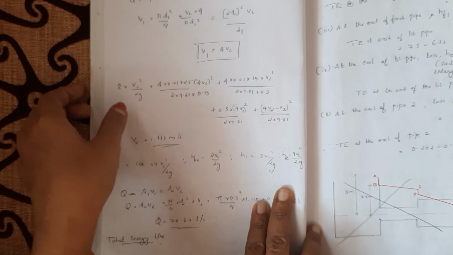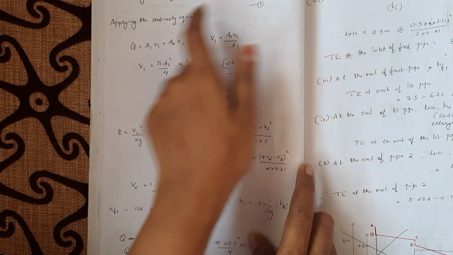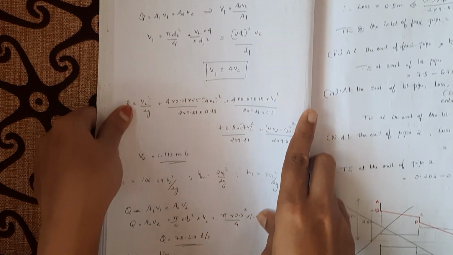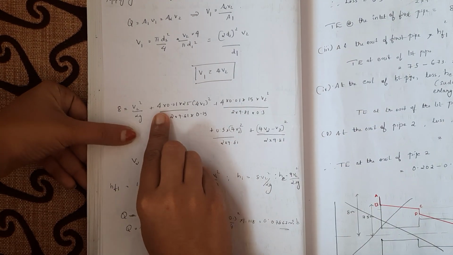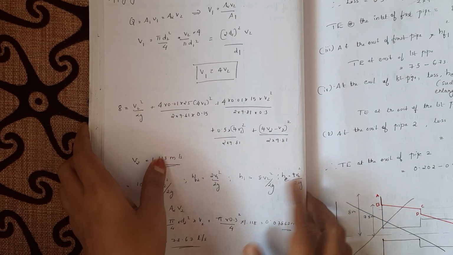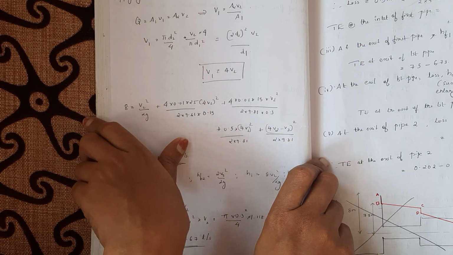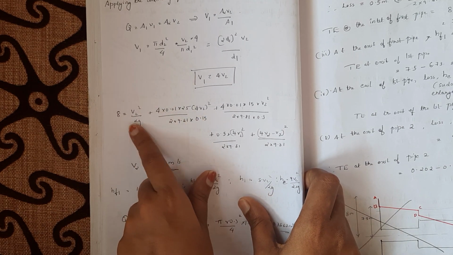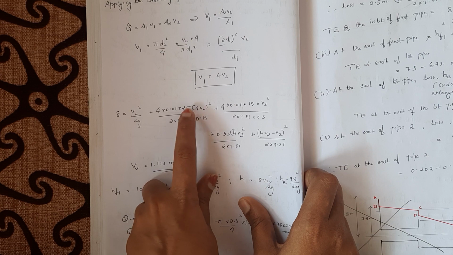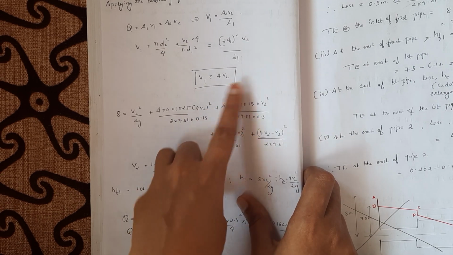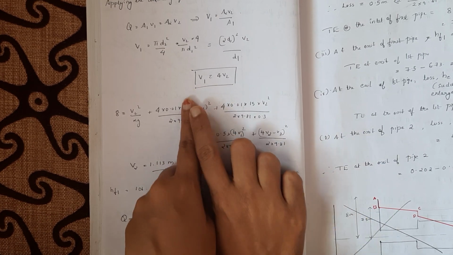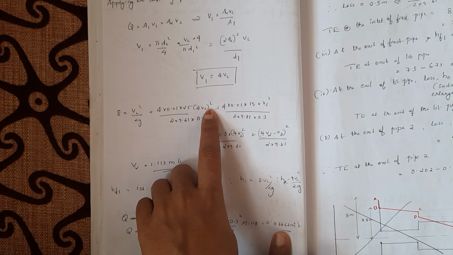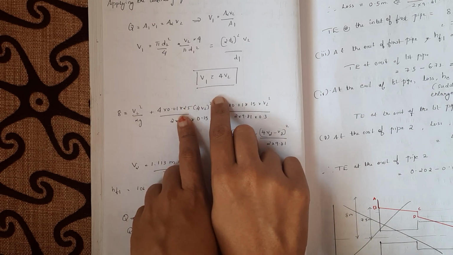Now substitute everything back into the first equation and write everything in terms of V1 or V2. Now I've written everything in terms of V2, isn't it? So 8 is equal to V2 square by 2g plus 4FL1 V1 square was there. So we have to substitute 4V2 here and you have to take the whole square. At these points I've seen that many are making calculation mistakes. You have to square the whole thing.